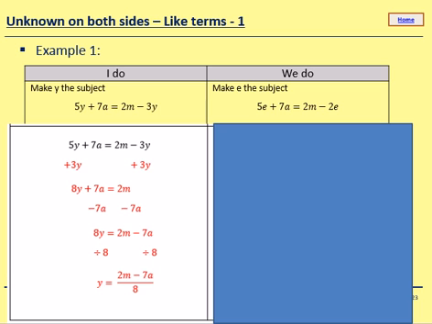Okay, so these are the last types of examples we'll see in today's lesson, where we've got make y the subject, but we've got y on both sides, you'll notice. So I'm going to show you how we're going to deal with that.